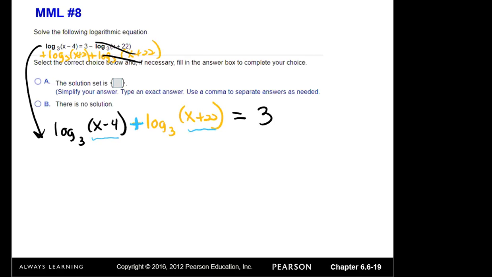Actually, I'm going to go over to the left here, give myself more room. I'm going to have log base 3 of the x minus 4 times the x plus 22, and that'll equal 3. Got it down to a single logarithm. And now I can convert it from log form to exponential. Pack your bags, kids. We're going to exponent land.